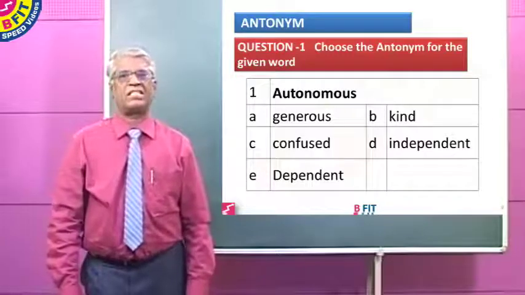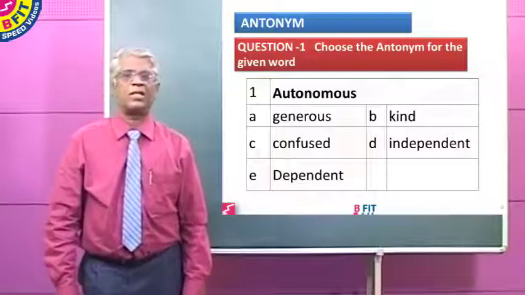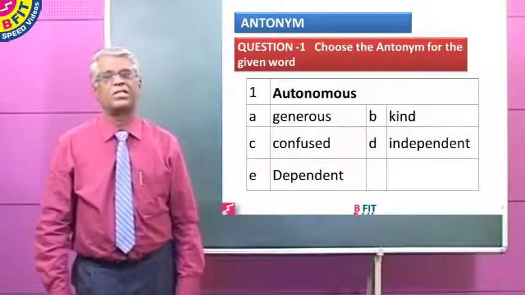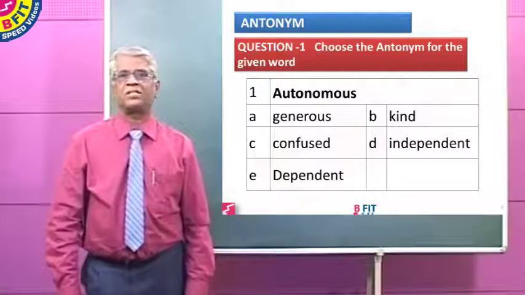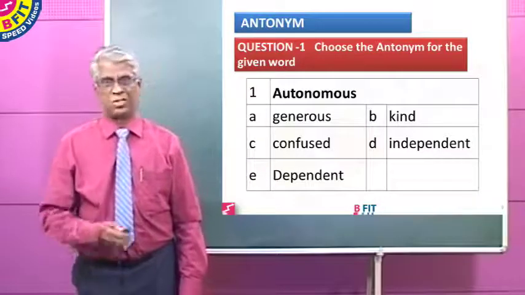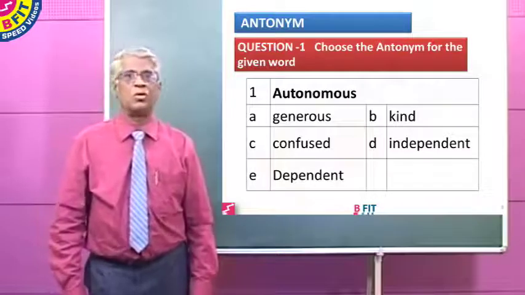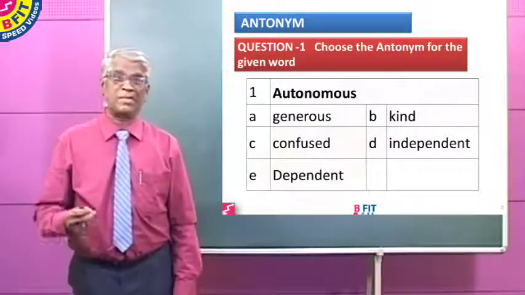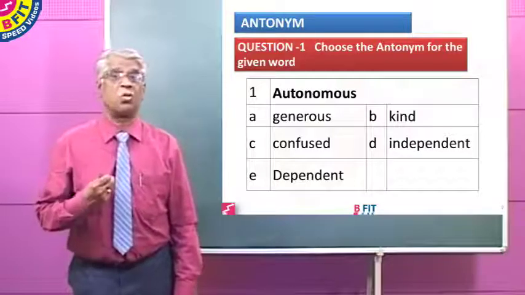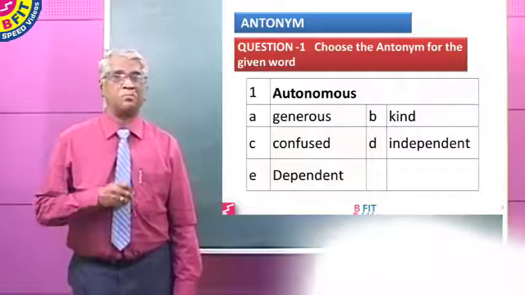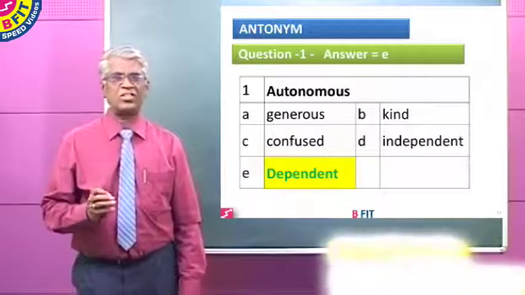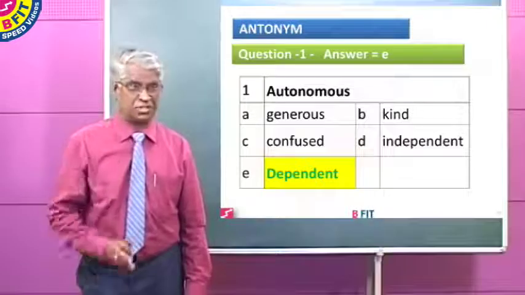After learning these tips and techniques of answering questions on antonyms, we'll now expose ourselves to a set of questions involving the identification of the correct antonyms of the given word. Now, the first question is autonomous. An autonomous college, as you know, is one which is not dependent on a university to award its degrees. It gives its own degrees. Therefore, the antonym of autonomous is dependent. Option E, dependent, is the correct antonym of the word autonomous.